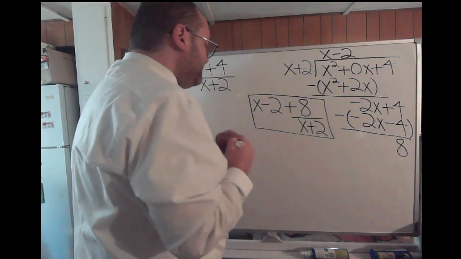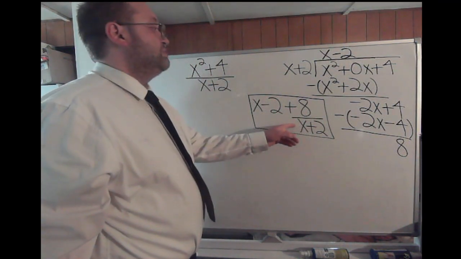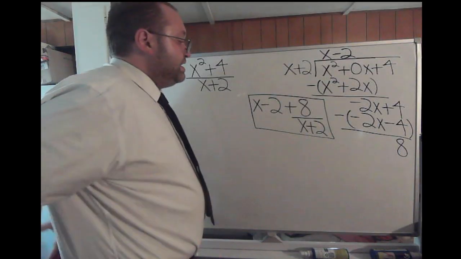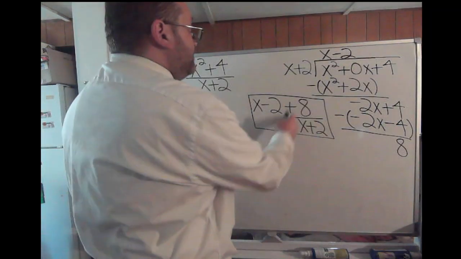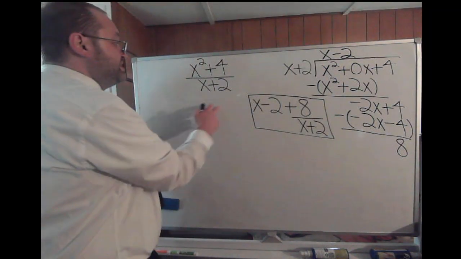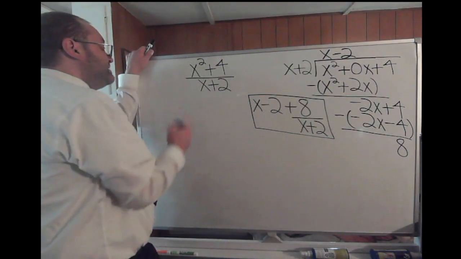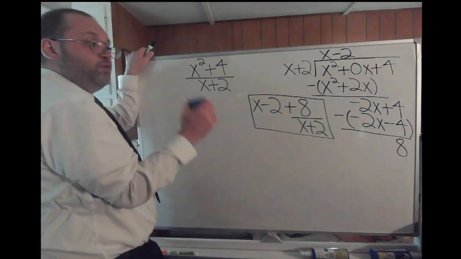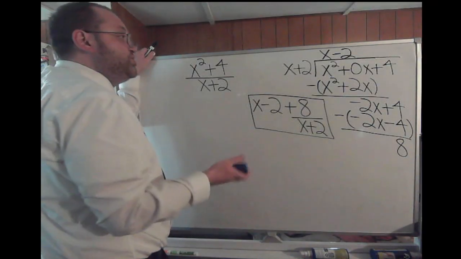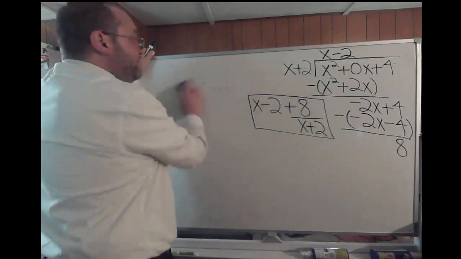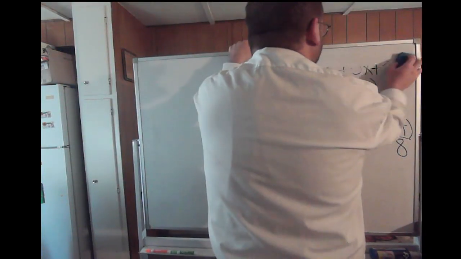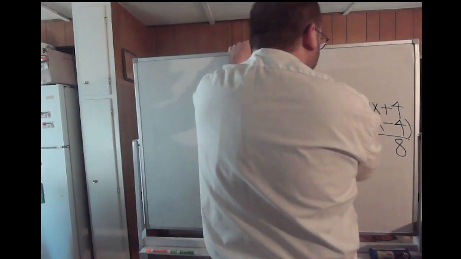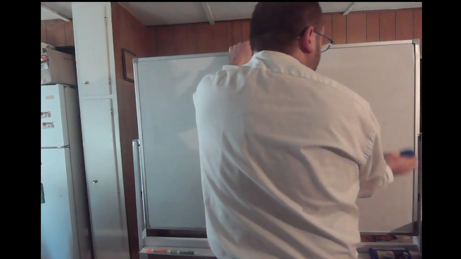So the answer you're going to get is x minus 2 plus 8 over x plus 2. As you can see, since we have a remainder, neither x plus 2 nor x minus 2 are considered factors of this. In fact, the factor of x squared plus 4, the sum of two squares, involves imaginary numbers, which we're not going to get into until Algebra 2, so don't worry about that. It is coming, but not anytime soon. Got to get through Algebra 1 and all of geometry first before we get into Algebra 2.